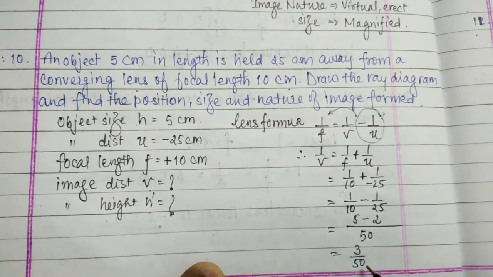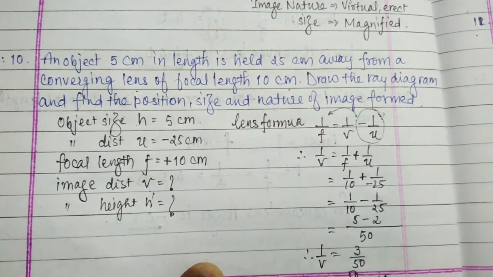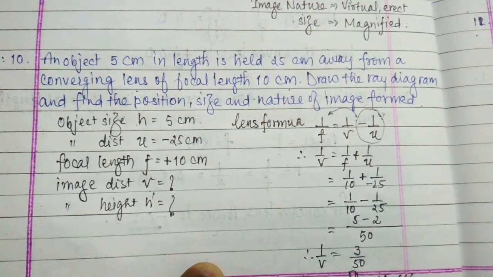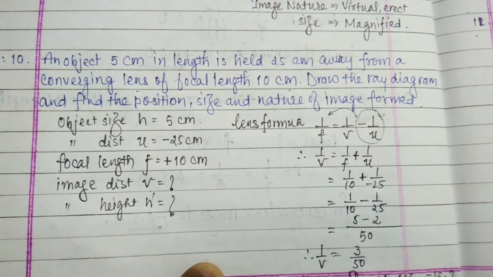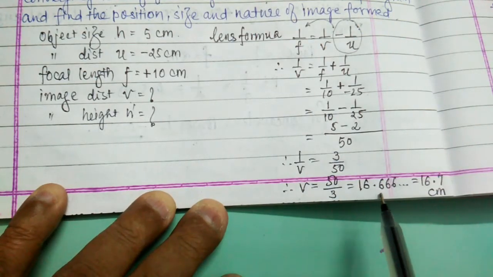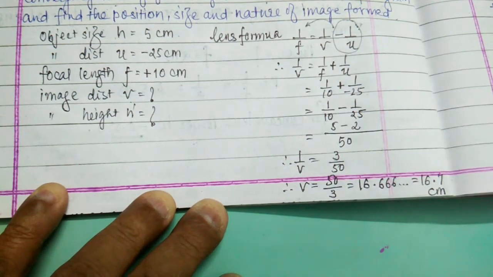If we divide 3 by 50, but we have 1 upon V. So V is equal to 50 upon 3, is equal to 16.666, approximate 16.7 centimeter. So this is the image distance.